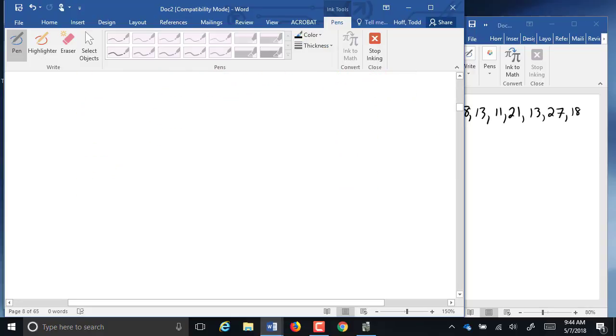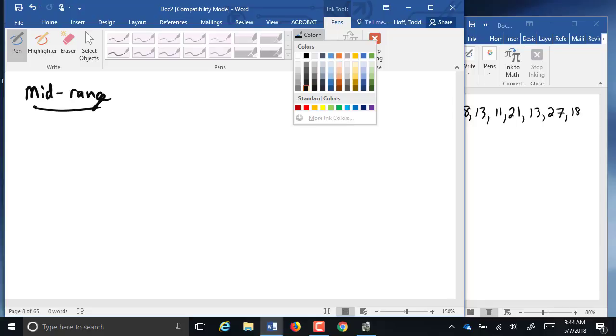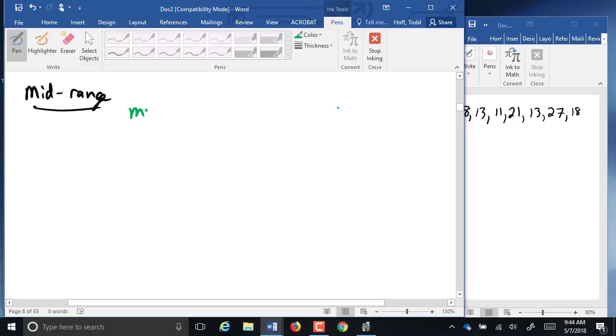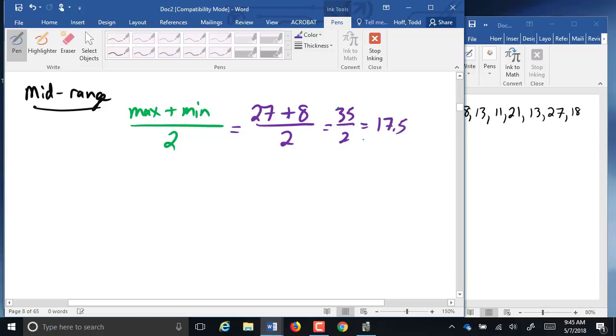There's another one called mid-range. The mid-range involves 2 numbers, the maximum and the minimum. The maximum is the largest number in the set. The minimum is the smallest number in the set. So here our maximum would be the 27. The minimum would be the 8. So we add those 2 together and we divide by 2. When you do this on your calculator, make sure you hit equals before you divide. 27 plus 8 is 35. Divide by 2 is 17.5.